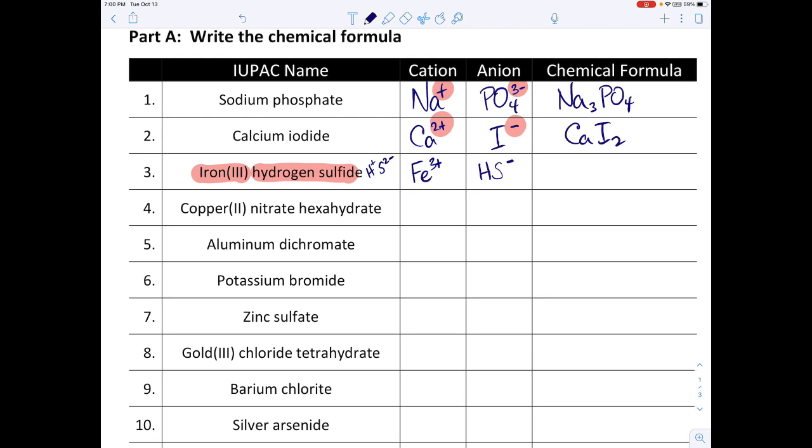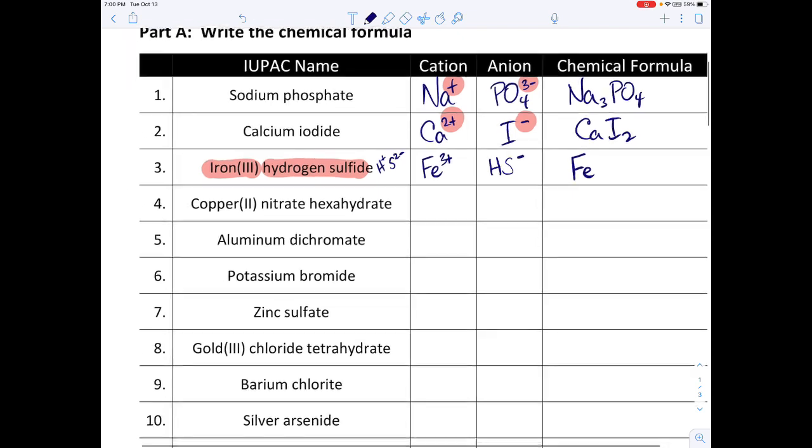We're going to need 3 of those HS's to cancel the iron's charge. So Fe. Now how do I show 3 of the HS's? I don't want to just put a subscript HS3 because then that 3 refers to just the sulfur. If you have a complex ion, put it in brackets first, then put the subscript outside the brackets. So notice we only use the brackets for complex ions.